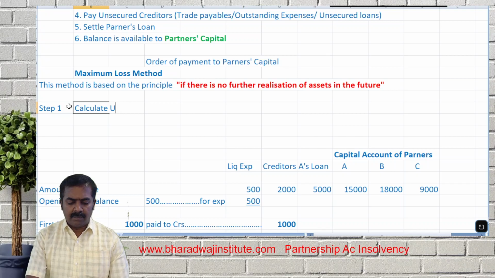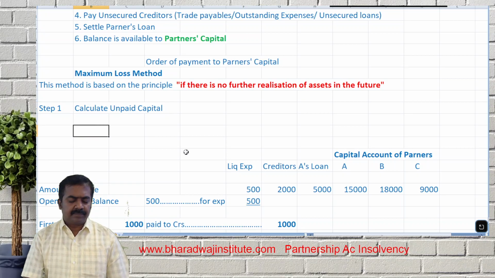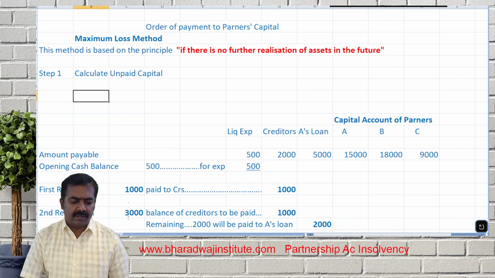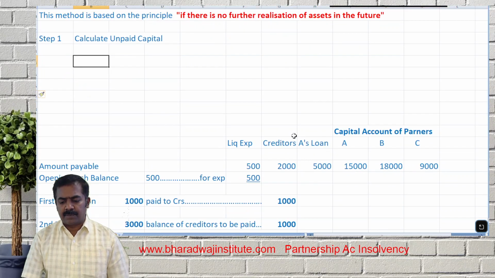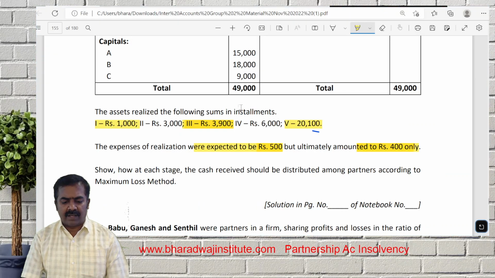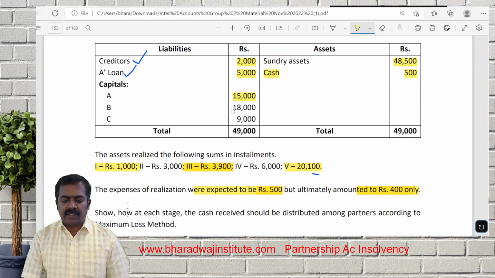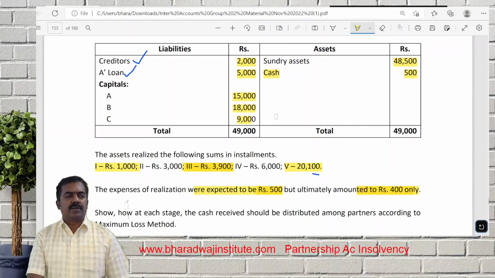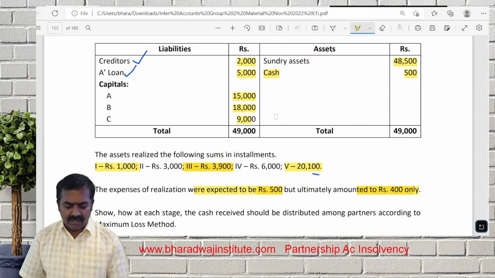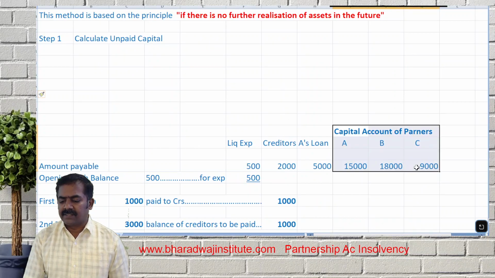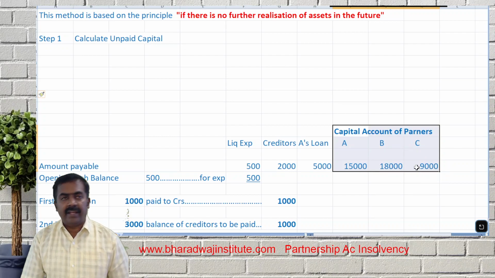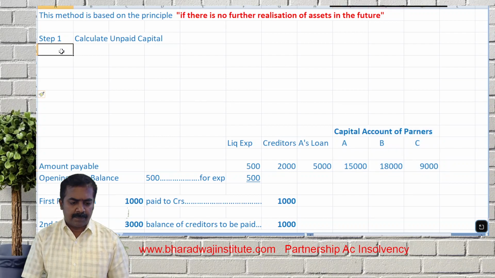Calculate unpaid capital. Unpaid capital means the partners' capital. In this problem, no need to work out unpaid capital. There is only one balance. What is the balance? 15,000, 18,000, 9,000. No P&L account, no general reserve, nothing. Any doubt in it? What is the amount payable to partners? 15,000, 18,000 and 9,000.